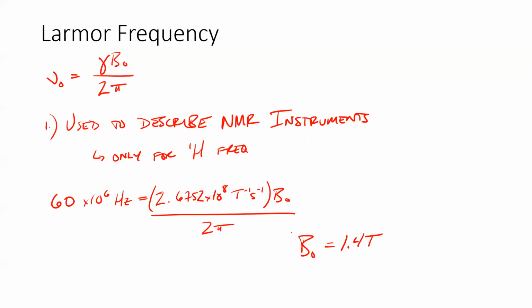B naught, 1.4 Tesla for a 60 megahertz instrument. That will always be true, right? Because when we say the frequency of an NMR instrument, we're always talking about that proton frequency.